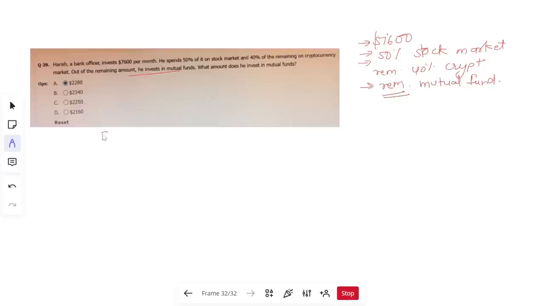See, first of all, 50% of whatever the amount that we had, which is 7,600. This is the amount that he is spending on stock market, because that is given to us initially. 50% of 7,600 will be how much? 50 by 100 into 7,600. This is going to sum up to 3,800. So this much he is left with after investing in stock market.